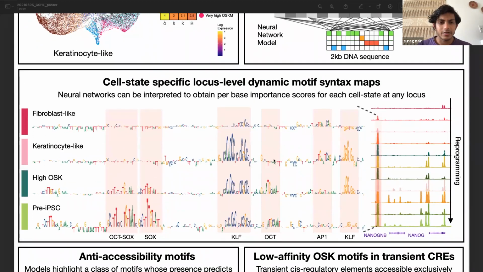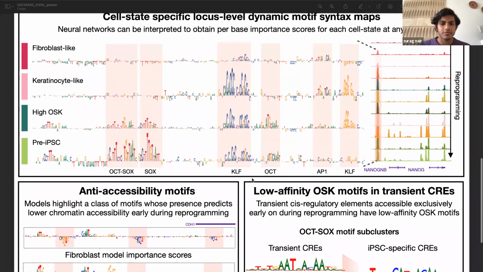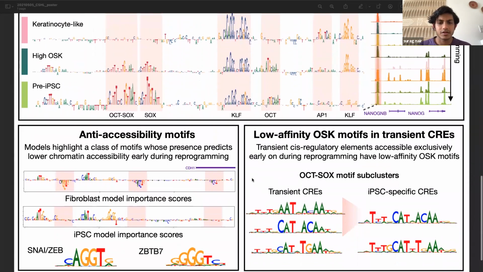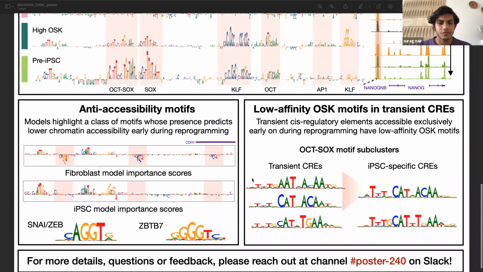We can then interpret these neural networks at base resolution and obtain cell state-specific motif syntax maps at any enhancer of our choice, which highlights the subsequences that are most important for the ATAC-seq signal in that cell type. By synthesizing these motif syntax maps across modules of cis-regulatory elements, we observed two interesting phenomena.